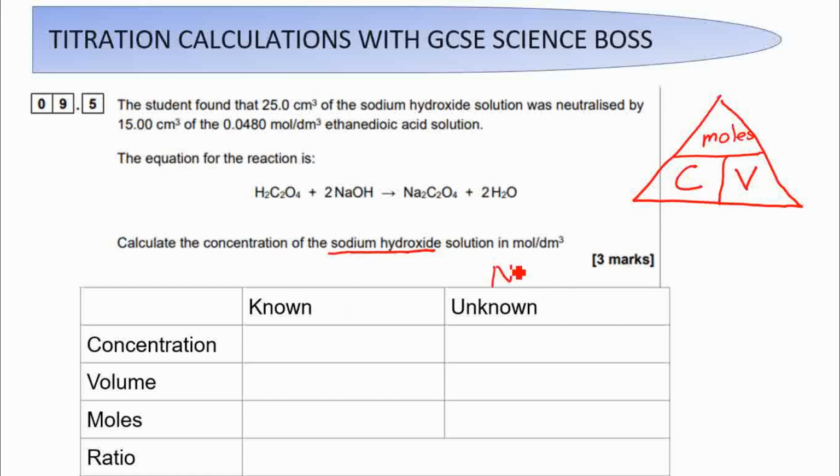Our unknown is our sodium hydroxide. How do I know that? It's asked me to find it. You can only find something which is not known. Okay, so the student found that 25 cm cube of sodium hydroxide, which is your unknown, so straight away you can put that in. All right, 25 cm cube. So that is your volume, was neutralized by 15 cm cube, another volume, of 0.0480 mole per dm cube ethane dioic acid solution.